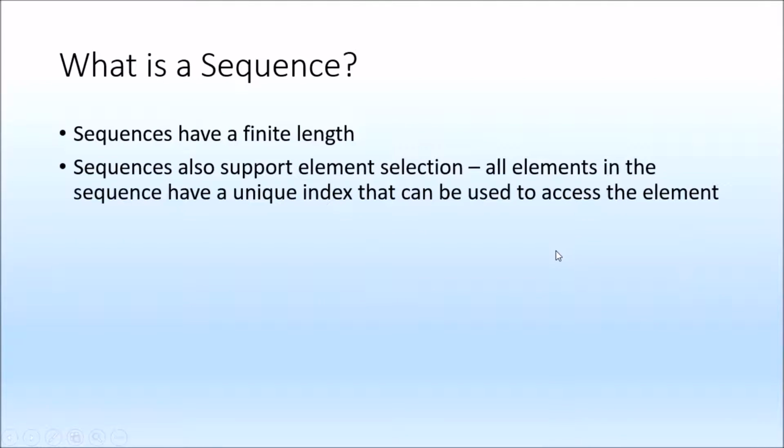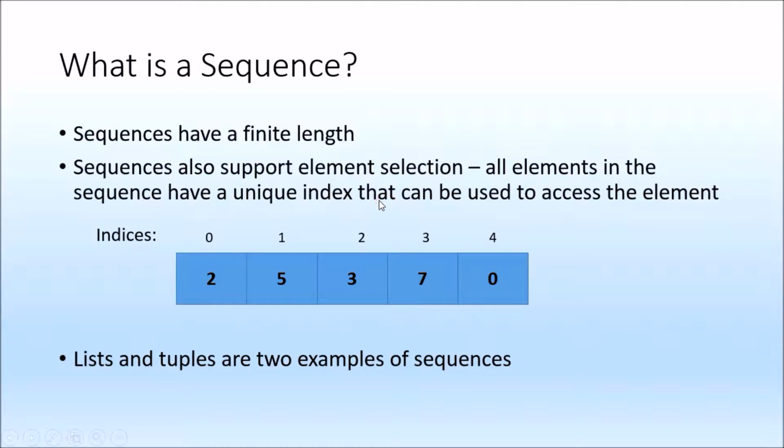So what is a sequence? Well, sequences are defined by two main things. They have a finite length, and they also support element selection. Basically, all elements have a particular index that can be used to access the element. So what does that mean? Let's say we have the following sequence: 2, 5, 3, 7, and 0. This is a 5-element sequence, and the first element in the sequence corresponds to the 0th index.